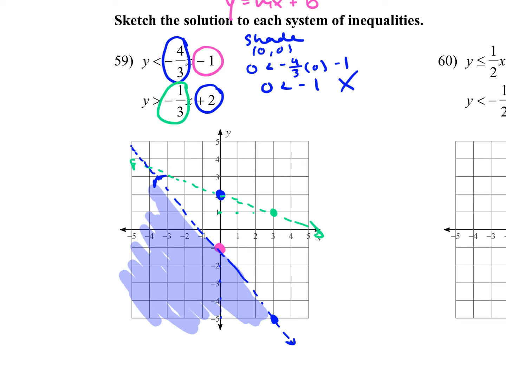And then now let's figure out where I shade. What can I plug in? 0, 0. So I have 0 is greater than -1/3 times 0 plus 2. 0 is greater than 2. Is this true? No. So do I shade where 0, 0 is or where it's not? Where it's not. So that would be up here.